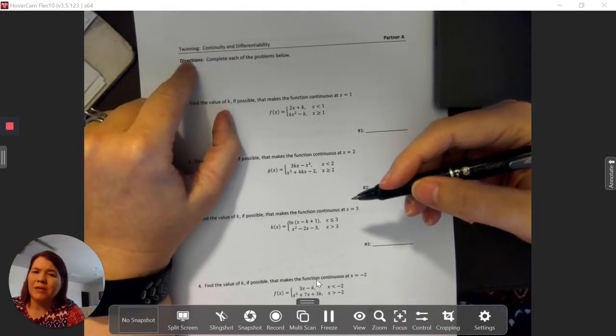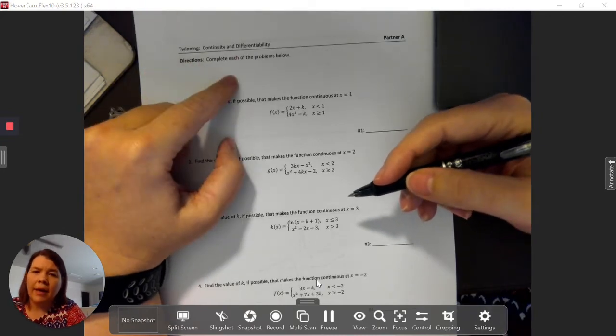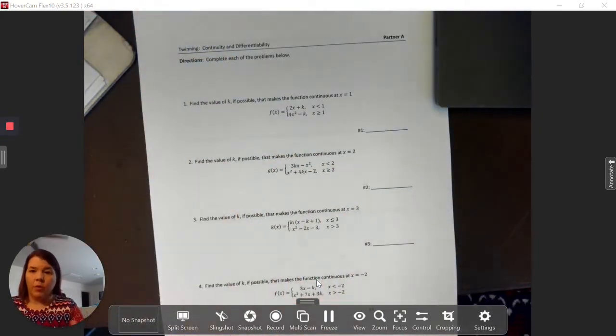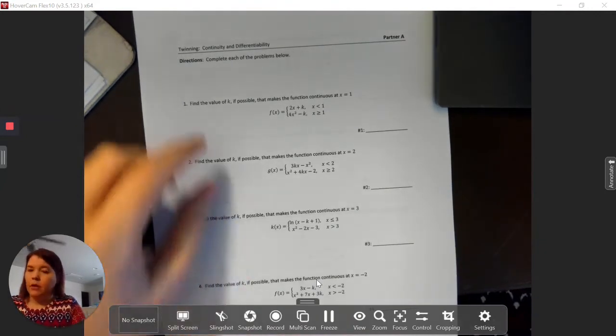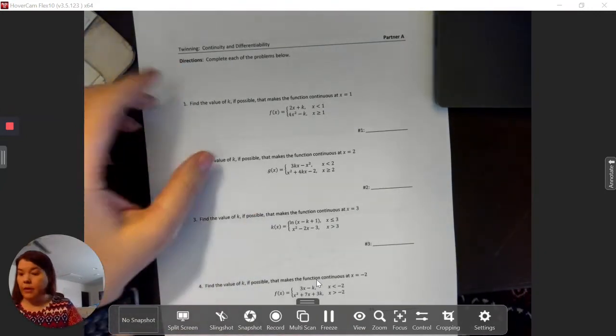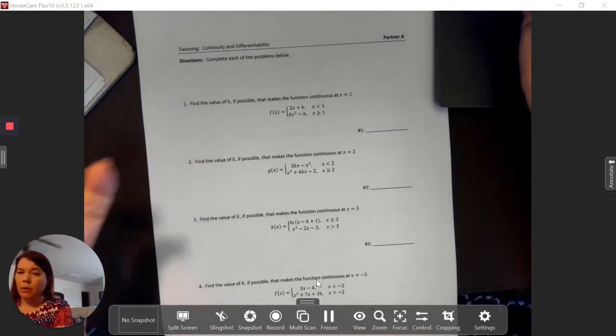This twinning has to do with when you do this with partners and the fact that as you go through it, you always get the same answer, which is kind of like a twin. But we're not doing the twinning because you're at home by yourselves. So we're going to do this independently. So I'm going to do a couple problems for you.